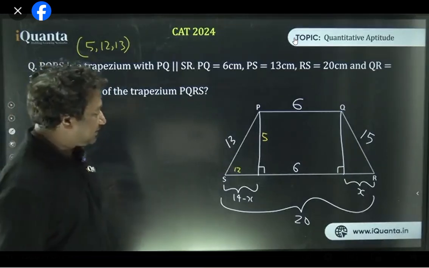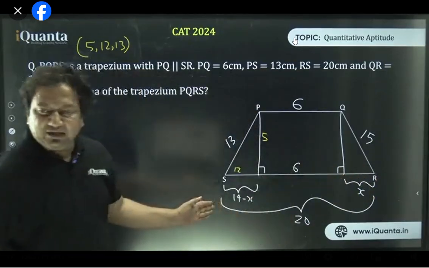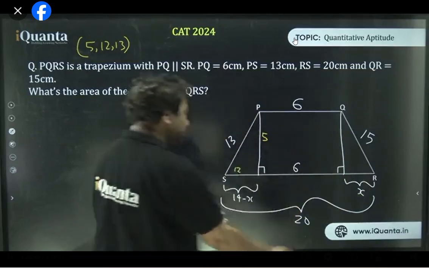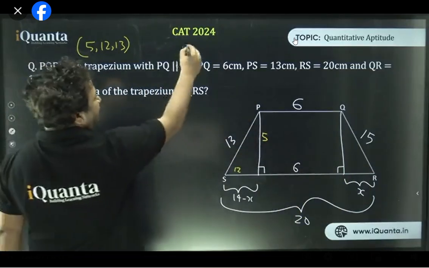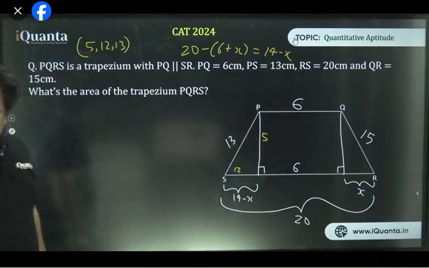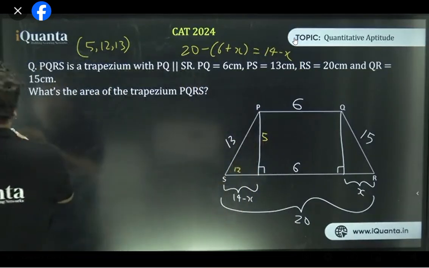Gunjan, why 14 minus x? This is 6, this is x. Subtract 6 plus x from 20. What do you get? Gunjan, this whole is 20. This is 6 plus x. Subtract: 20 minus 6 plus x. What do you get? You get this only, right? 14 minus x. Okay, so this is 5, this is 12, or I'll change the color.